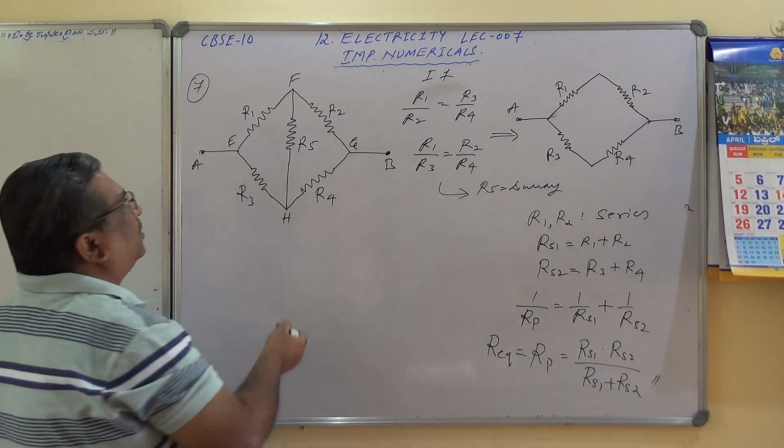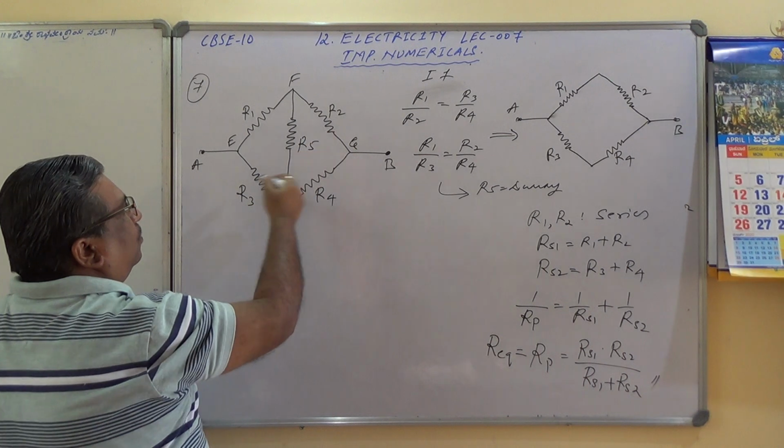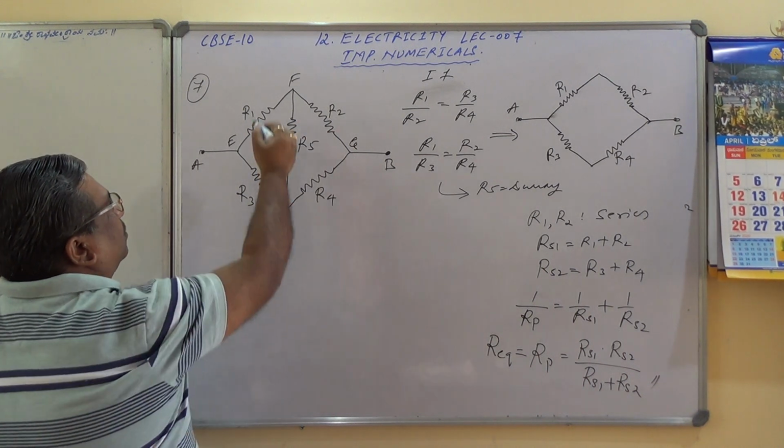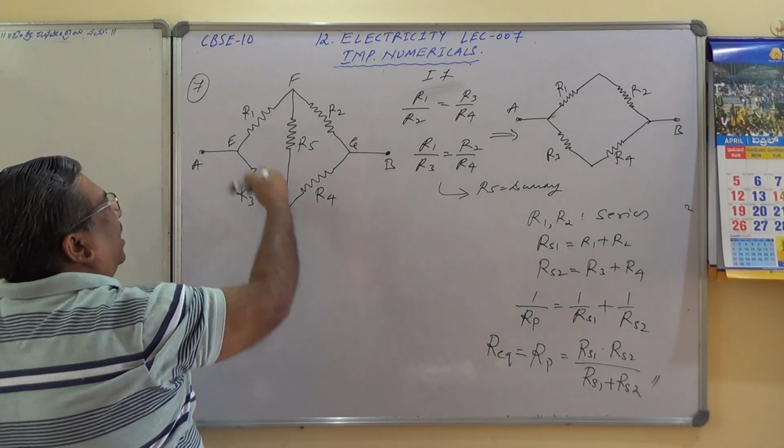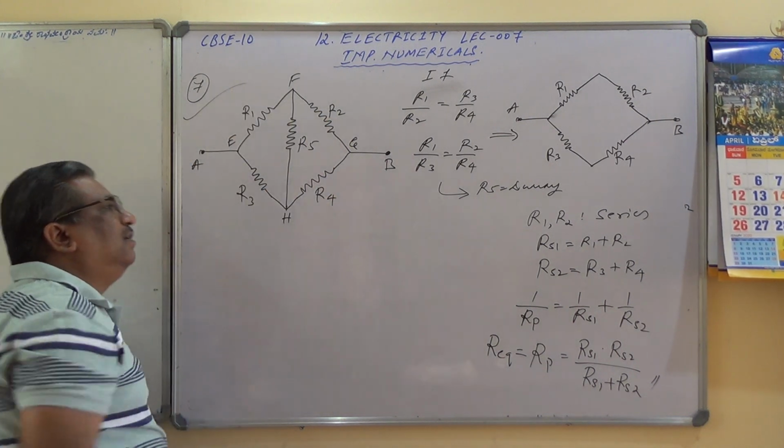Generally, what will be the examples for this? Say for example, this will be 2 ohm, 2 ohm, 2 ohm. Everywhere it is 2 ohms. So 2 by 2 equals 2 by 2, or 2 by 2 equals 2 by 2. I hope you are understanding. So note this down, it is important.